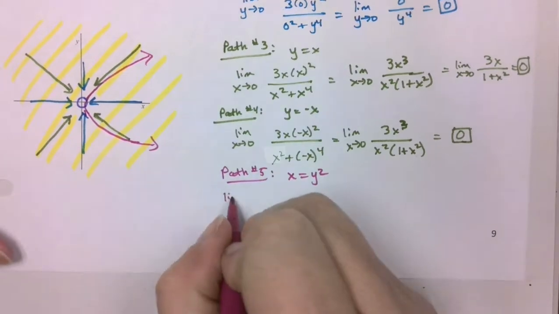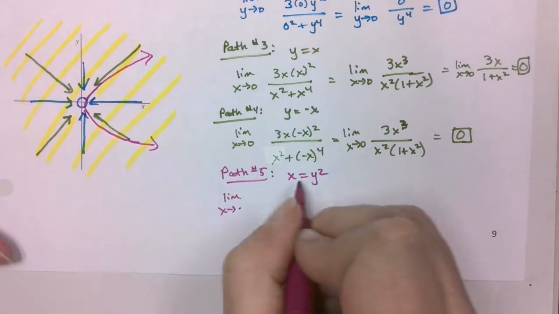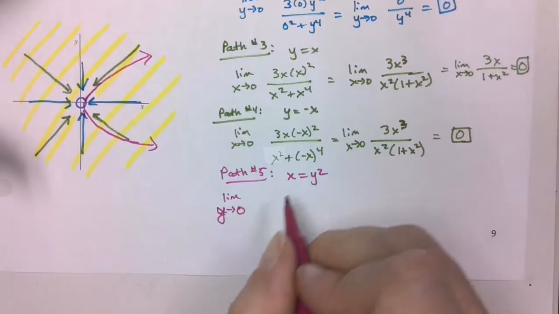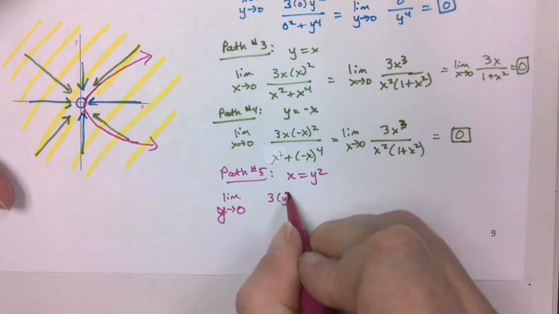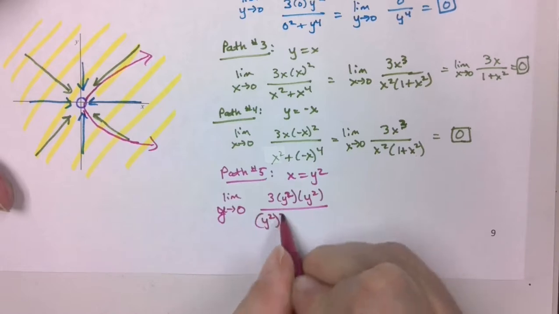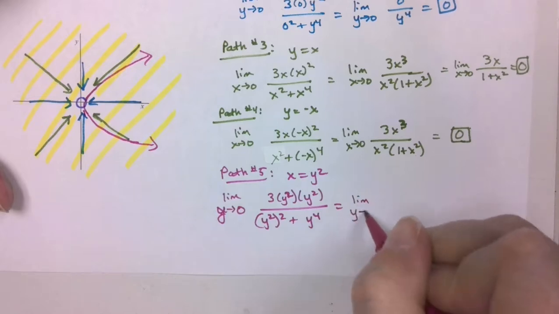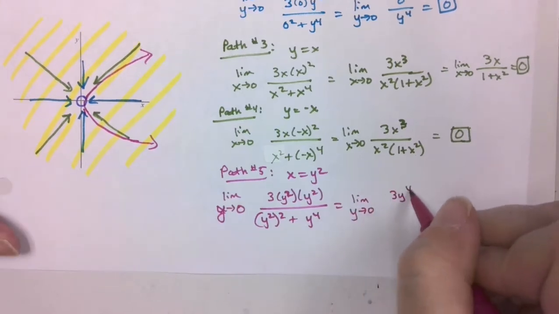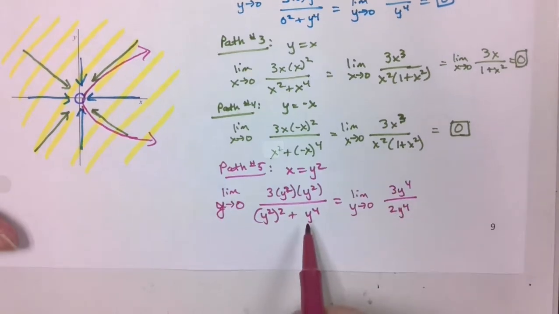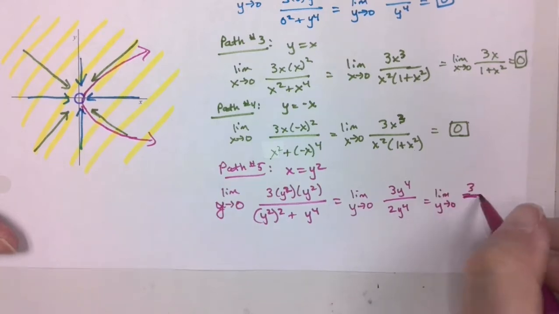I just figured let's try something different. So I'm going to take the limit as x goes to 0. Actually, this will be easier if I do a substitution. Let me do y goes to 0, and then I'm going to put y squared where x was. So it's 3 times y squared over y squared squared plus y to the 4th. That'd be the limit as y goes to 0 of 3y to the 4th over 2y to the 4th, because that's y to the 4th and that's y to the 4th. Oh, look at that. There it is.